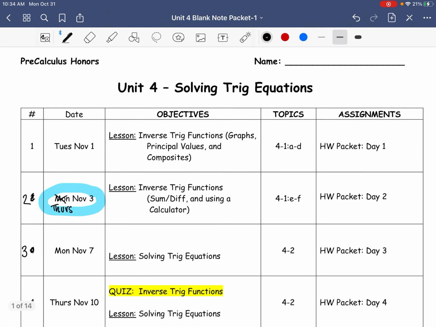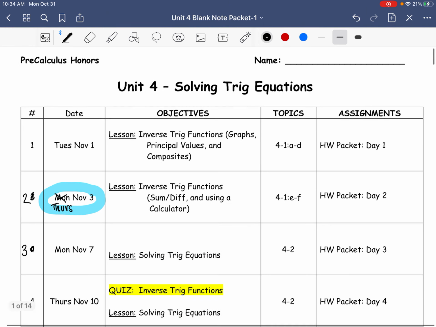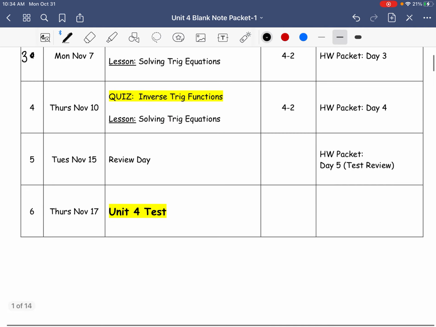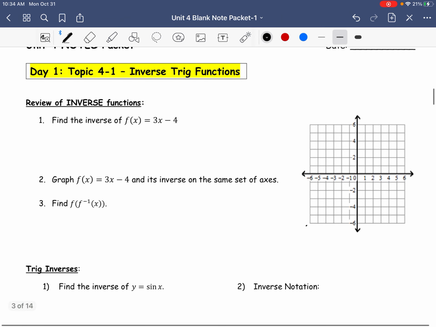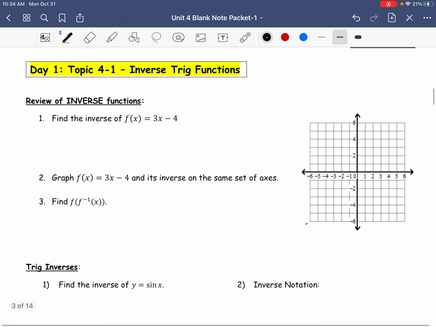So right now, if you take out your note packet, and please follow along at your desk as I go through this. And what we're doing is what's called inverse trig functions. And we have to first remember what it means for something to be an inverse. We have to think back to Algebra 2.